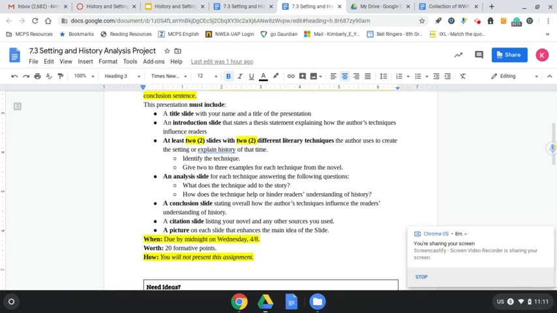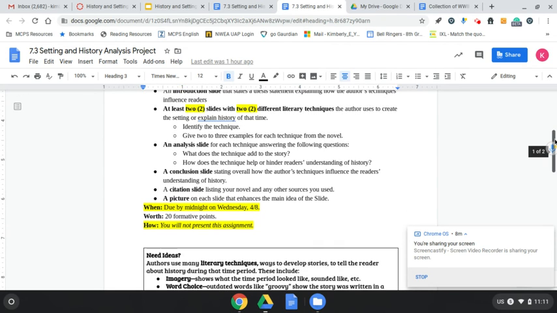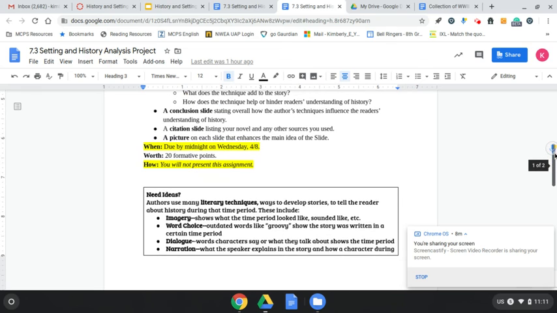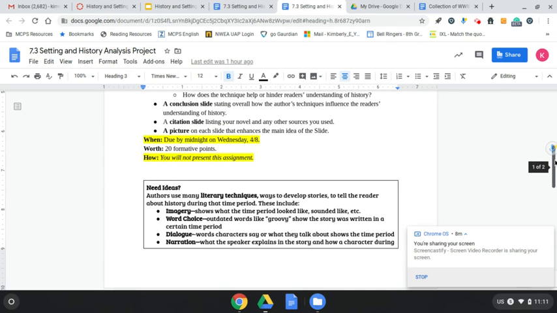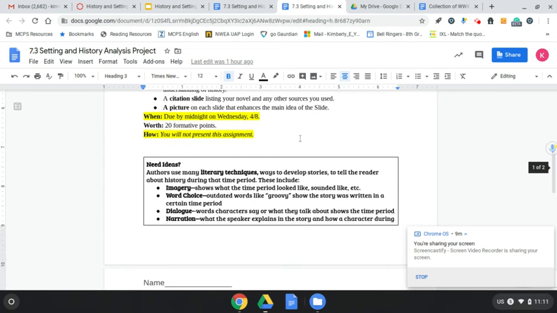Now, if you've already created the presentation and you've already turned it in, don't worry about it. Don't change anything. Don't delete anything. But if you haven't begun working on this, this is a way to tweak everything to help you hopefully be more successful in the amount of time that we have to work on this. You can read the rest of the information on your own, but there's another very important piece of information.